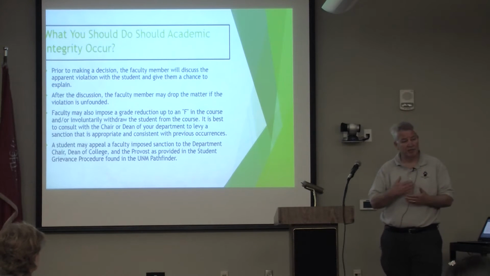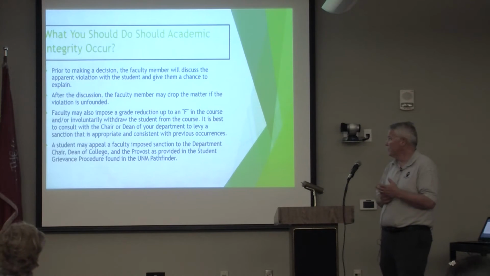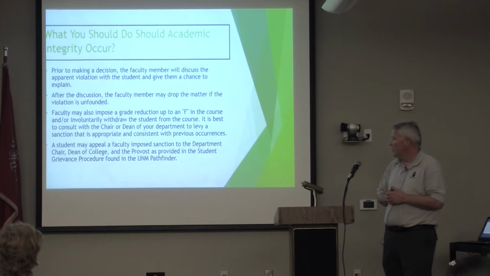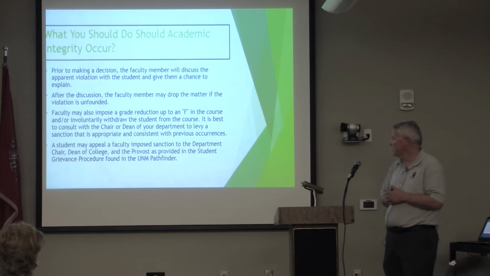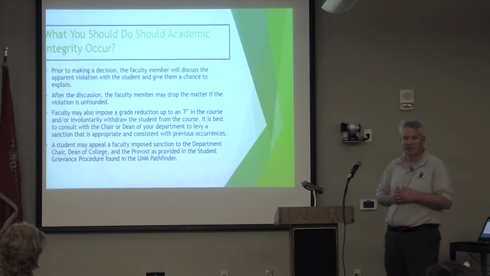Some departments have very strict rules: this is what you're going to do, you're going to do this, this, and this. So you want to make sure that you understand exactly what you do, but you can go all the way up to giving an F in the course and withdrawing that student from the course. You have that opportunity if you so choose. And like I said, it's best to consult with your chair or dean to make sure the sanction is appropriate and consistent with what's been done in the past.